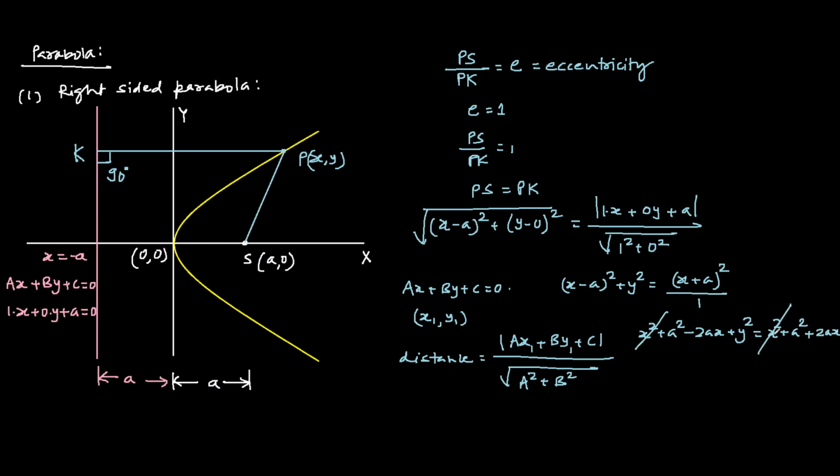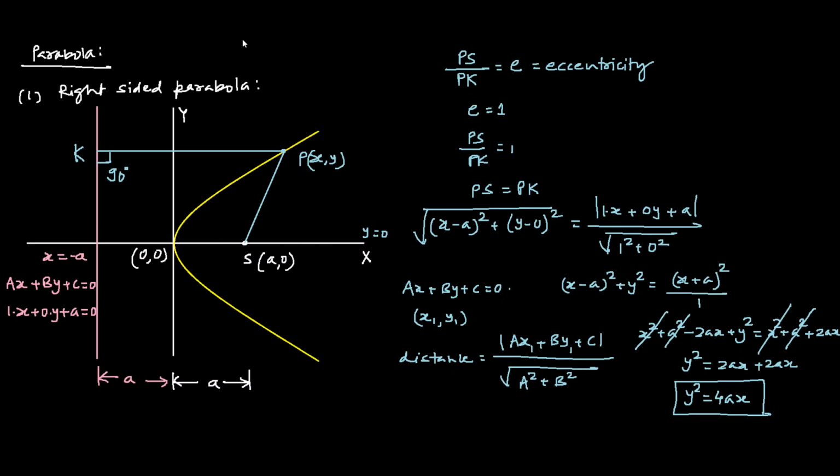x square is cancelled out. Similarly, a square is cancelled out. So we are left with y square equal to 2ax plus 2ax. So y square is 4ax. This is the equation for a right-sided parabola with principal axis as the x-axis or y equal to 0, because this parabola is symmetrical about the x-axis.